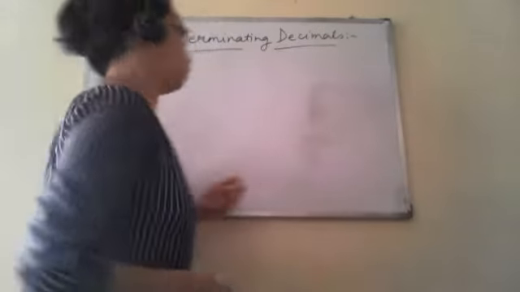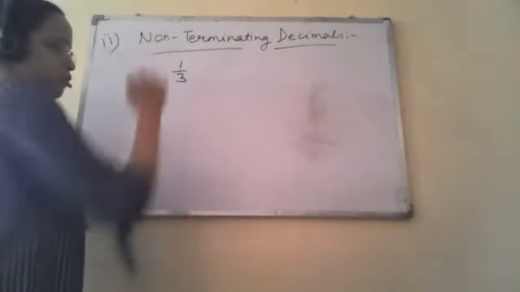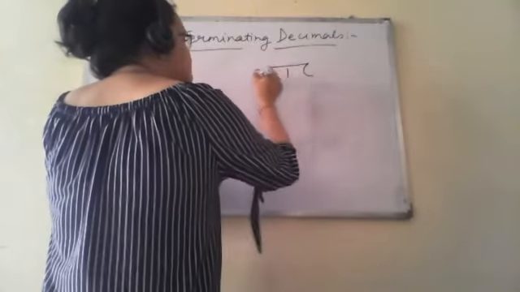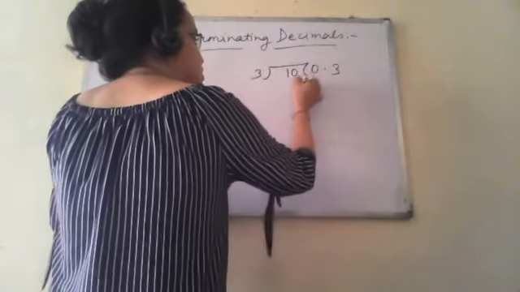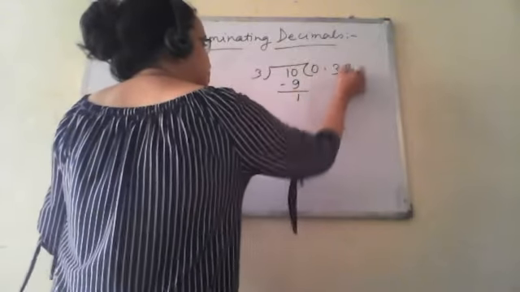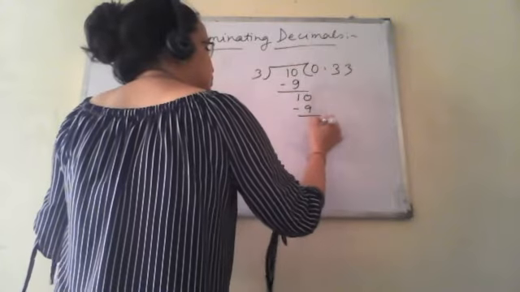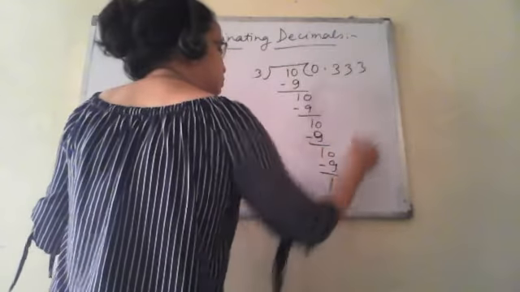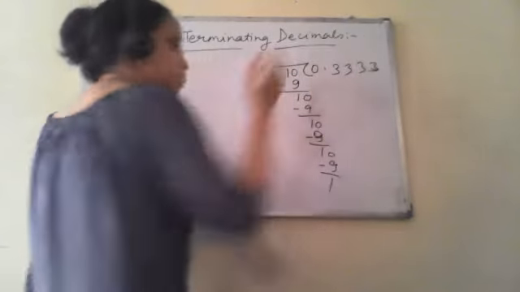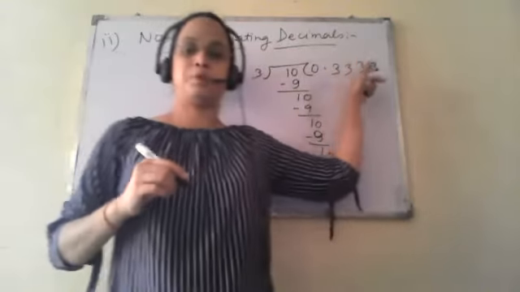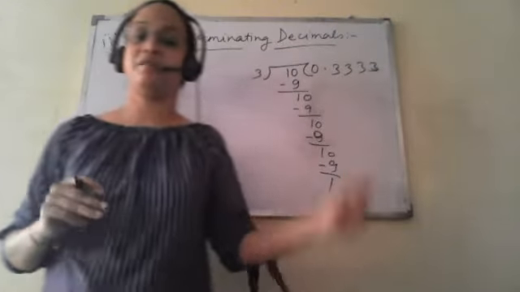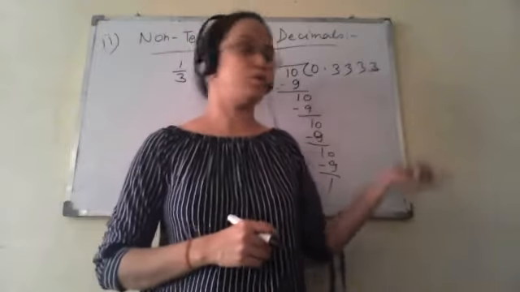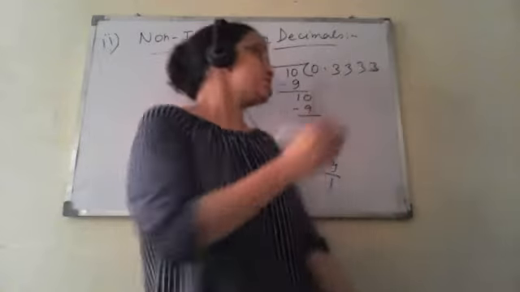Clear? We'll see how. See, this is the example 1 upon 3. This is in the form of P upon Q. So we'll do division. This is 3. What we are observing is that this 3 in the quotient, that is in the decimal, is repeating every time. So the remainder never becomes 0. If we do it an infinite number of times, it will be 0.33333. So this 3 is repeating every time.